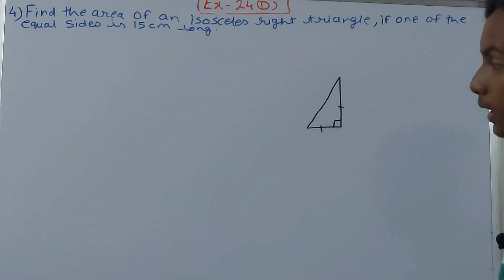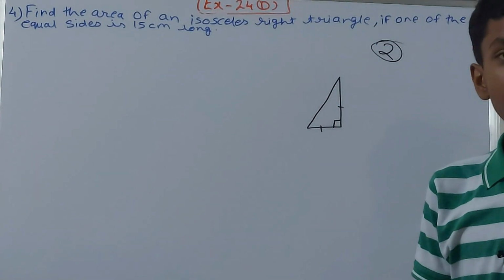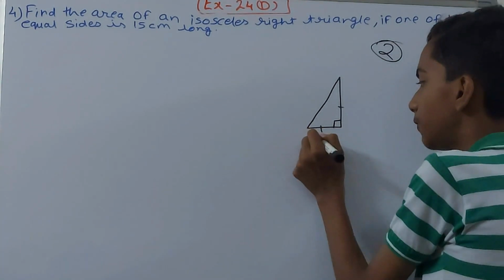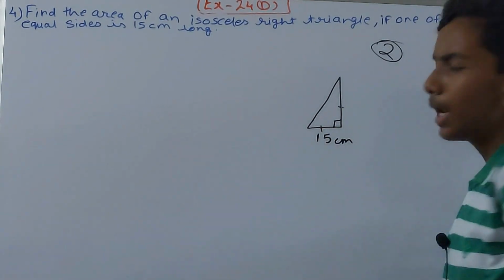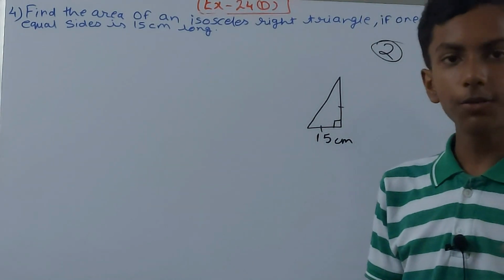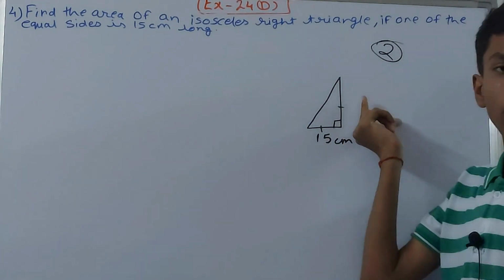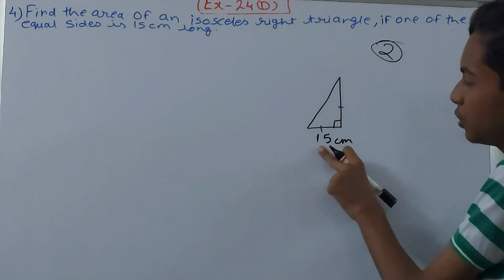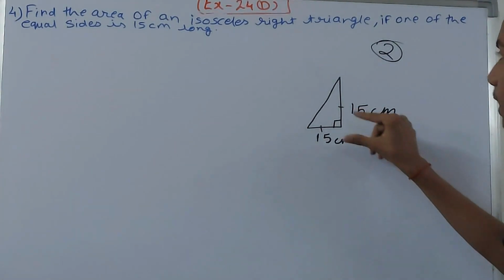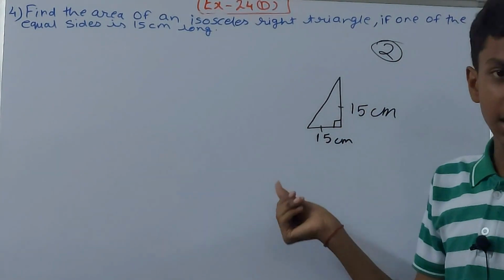What has been given is that one of the equal sides is 15 centimeters long. There are two equal sides here, but they have said that one of the two equal sides is 15 centimeters. So if they give us one side out of the two equal sides, the other side is also going to be the same. If this is 15, then the other side will also be 15 centimeters. They have just tried to trick us by writing this line. Both of these are 15 centimeters.